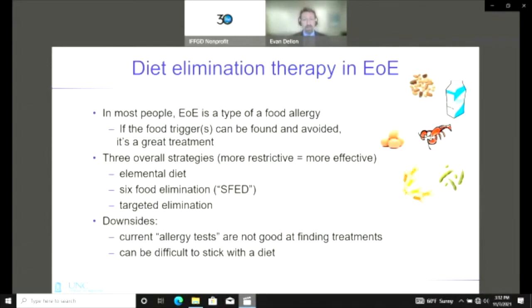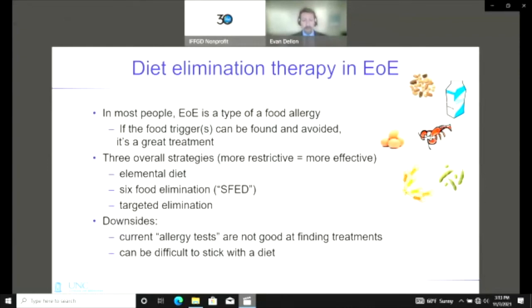That removes the foods, the top 6 or so that are seen here: dairy, wheat, eggs, soy, nuts, and seafood, and that can also be effective. There's different varieties on this, so not as many foods would be eliminated. And then there's what's called the targeted elimination diet, which isn't used very commonly anymore, where you eliminate foods based on allergy tests. And that's because our current allergy tests aren't very accurate to identify food triggers in EoE.